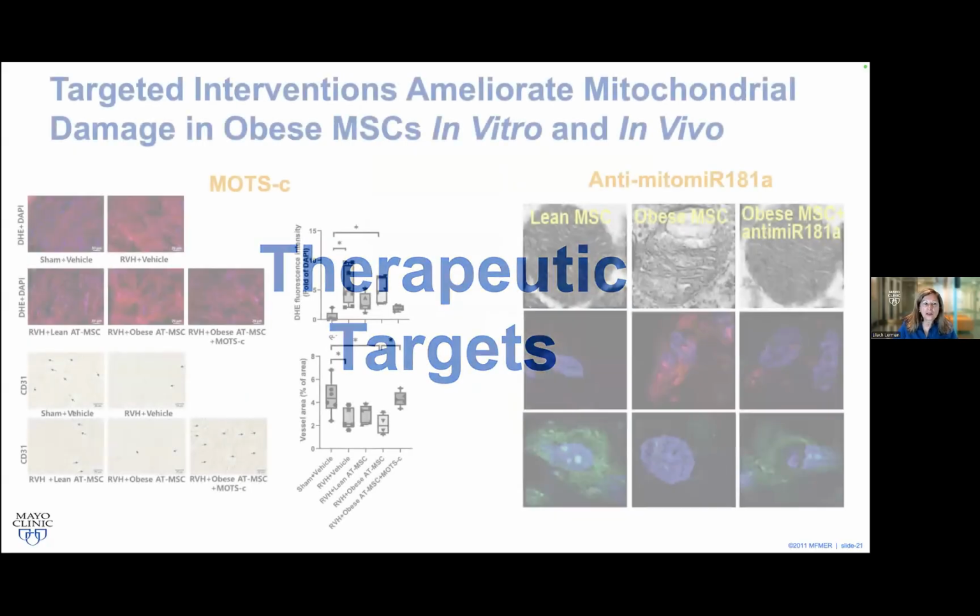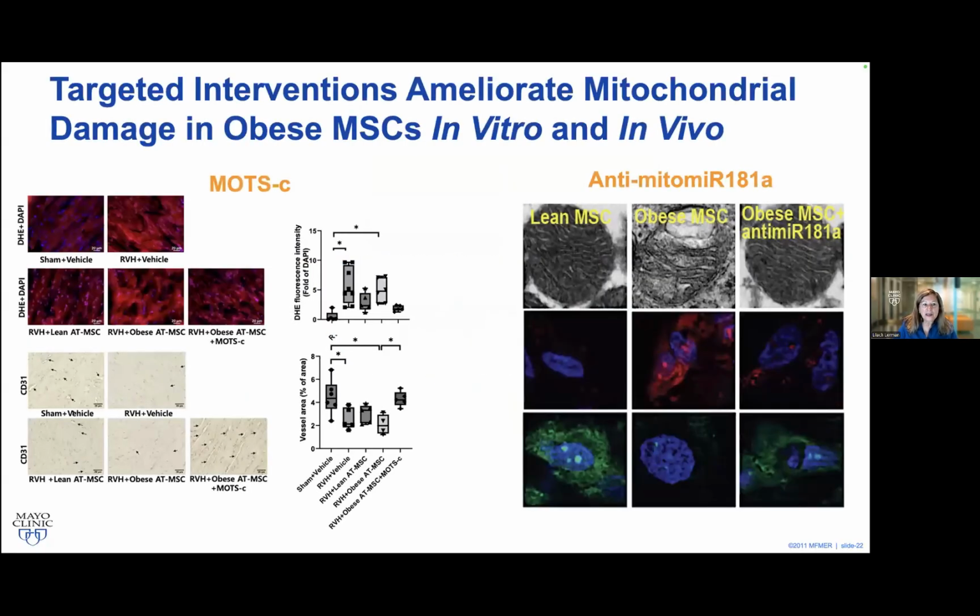For example, I showed you some slides showing the decrease in the expression of MOTS-c and increase in the expression of miR-181a in obese MSCs. Therefore, we performed a couple of studies, both in vitro and in vivo, to test the ability of targeted interventions to improve the function of those MSCs. On the right panel, you see a study in which we co-incubated MSCs with an anti-miR-181a. This is an antagomir that blocks the function of miR-181a.